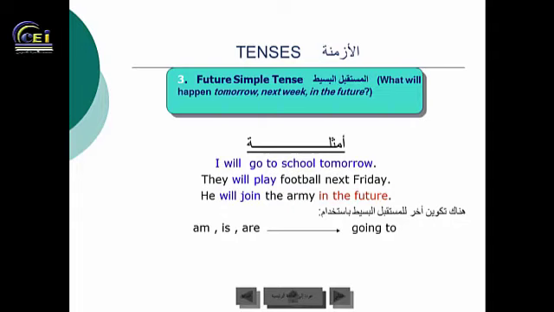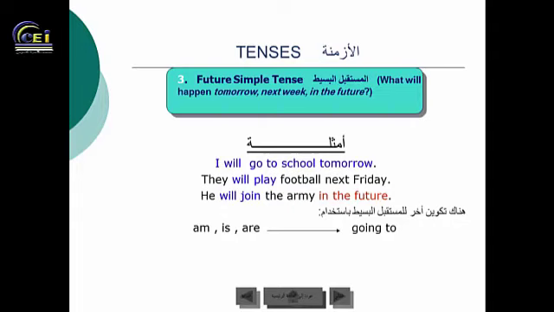I will go to school tomorrow. The sentence is in the future. Why? Because of will. We know will comes before the infinitive verb. I is the subject pronoun, and will plus infinitive go, and tomorrow is the key word in the future. We say will with all pronouns: I, he, she, it, you, they, and we.